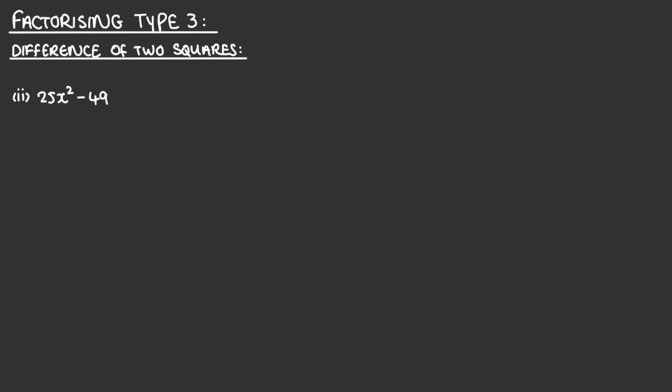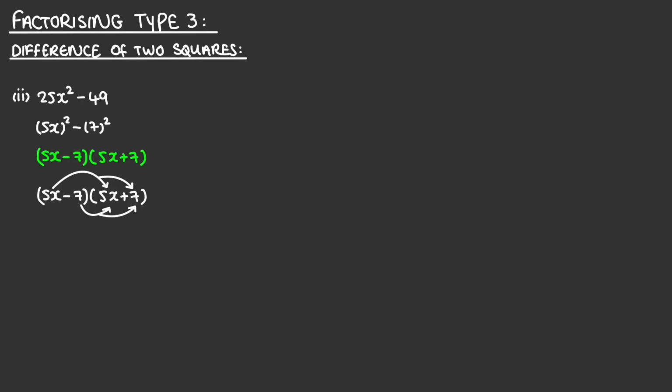For the second example, we have 25x squared minus 49. The square root of 25x squared is 5x, and the square root of 49 is 7. So we can rewrite the expression as (5x) squared minus 7 squared. Using our rule, we can rewrite this as (5x minus 7) multiplied by (5x plus 7). So this is our answer.